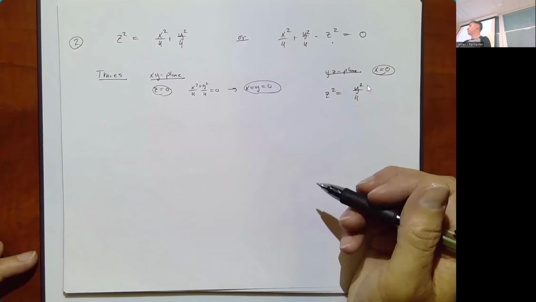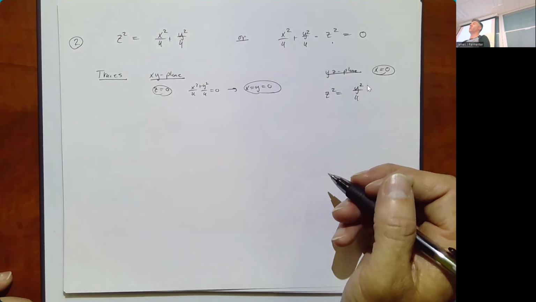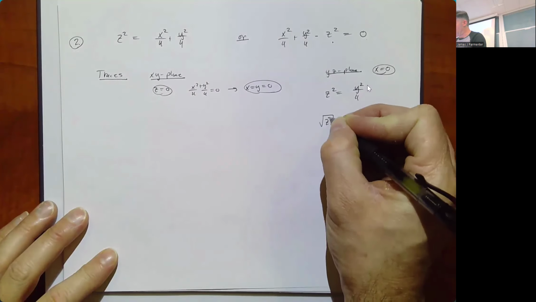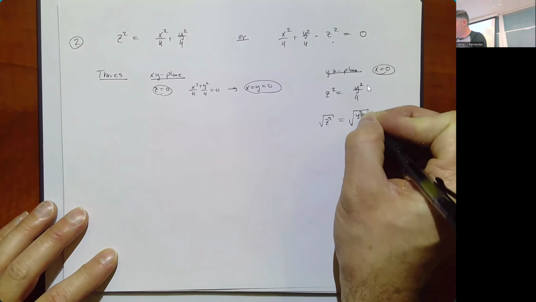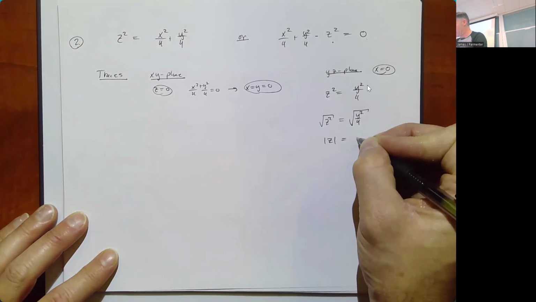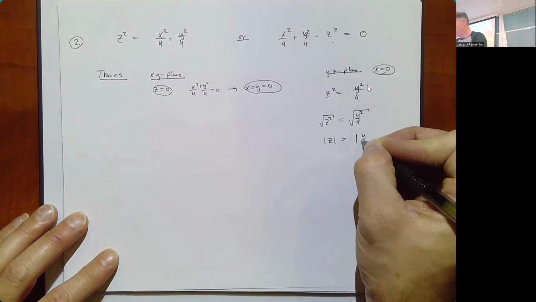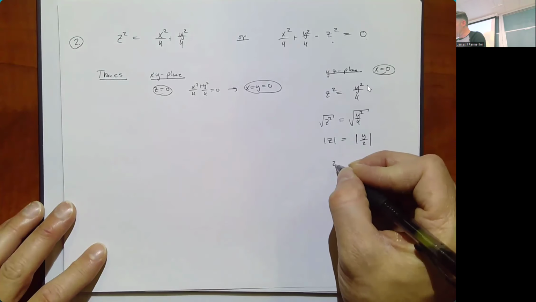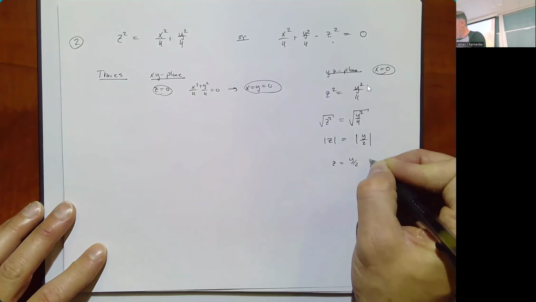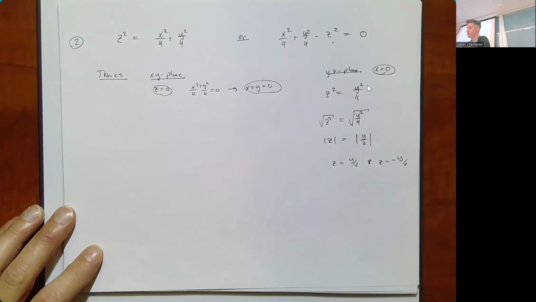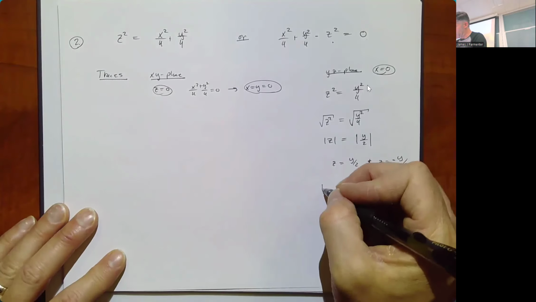So we don't just get z equal to y over 4, sorry, z equal to y over 2. We get the square root of z squared equal to the square root of y squared over 4, which really means the absolute value of z is equal to the absolute value of y divided by 2. So meaning we actually get the line z equal to y over 2 and z equal to negative y over 2. So it kind of looks like this.